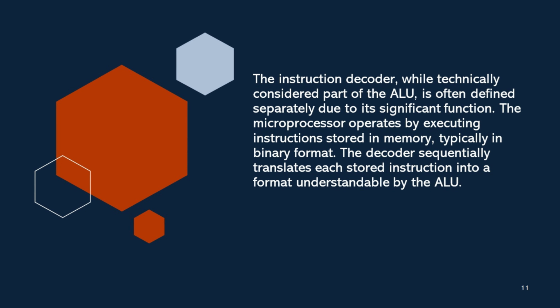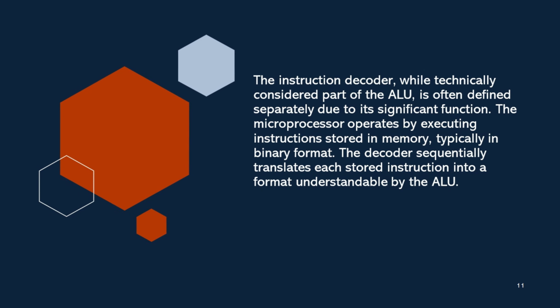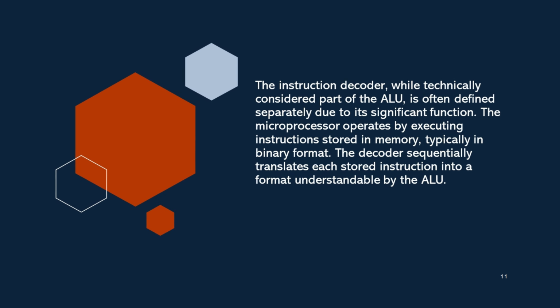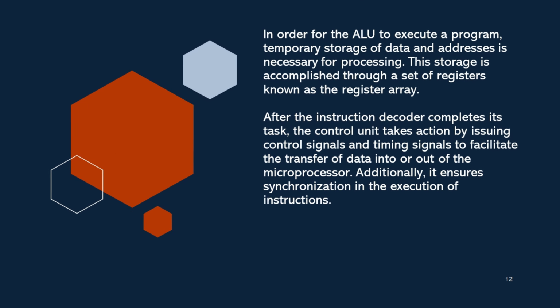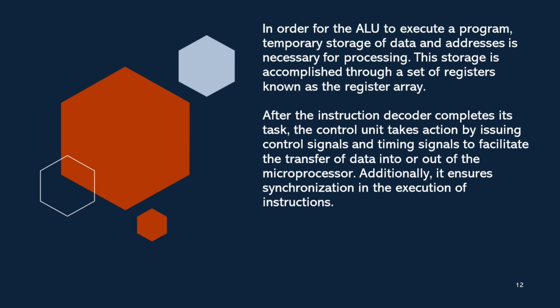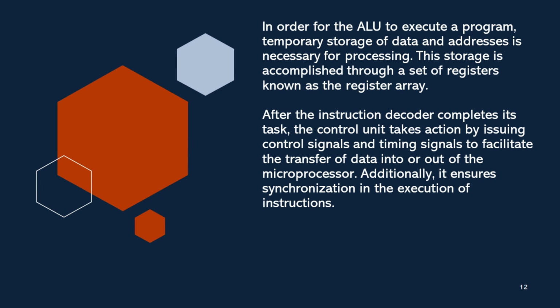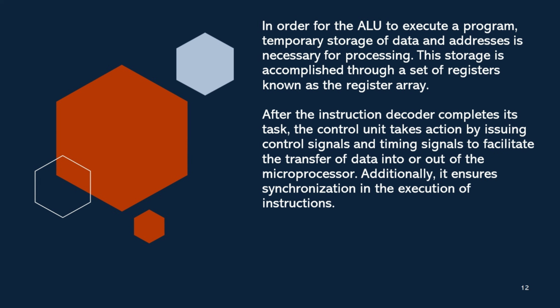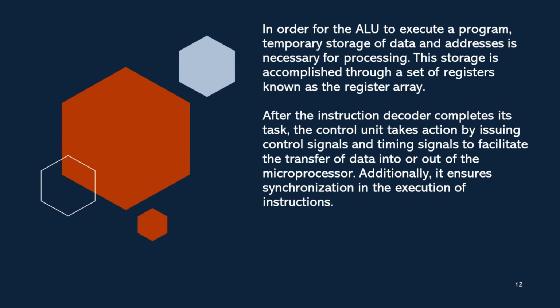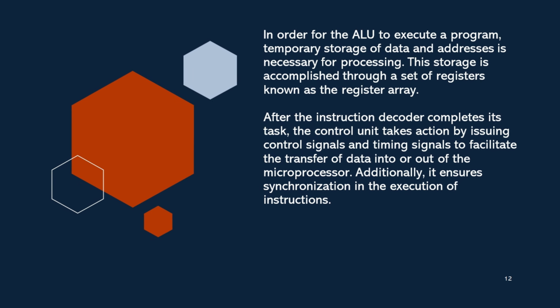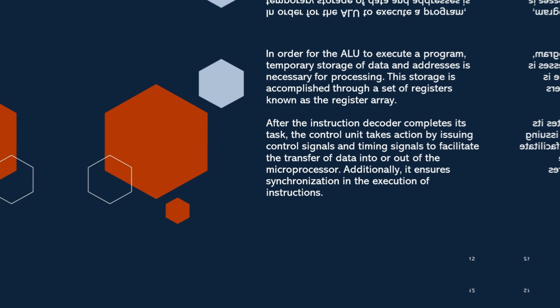The microprocessor operates by executing instructions stored in memory, typically in binary format. The decoder sequentially translates each stored instruction into a format understandable by the ALU. To enable the ALU to carry out program instructions, it requires temporary storage of data and addresses for processing. This storage function is fulfilled by a group of registers referred to as the register array. Once the instruction decoder finishes interpreting instructions, the control unit steps in by issuing control signals and timing signals. These signals facilitate the transfer of data into or out of the microprocessor. Furthermore, the control unit ensures synchronization in the execution of instructions.